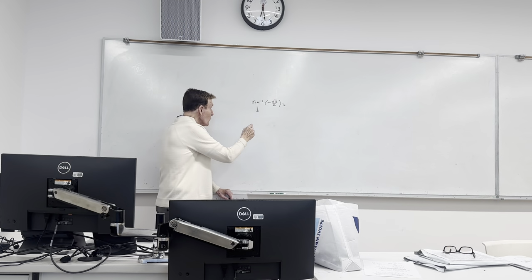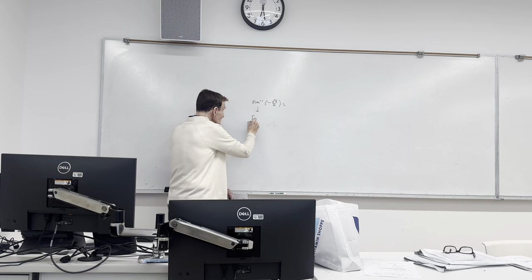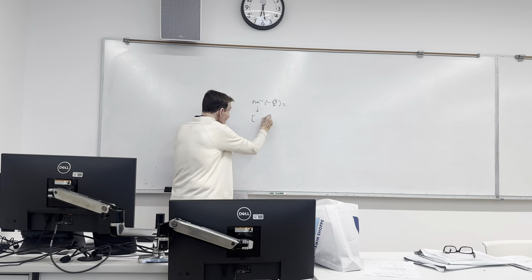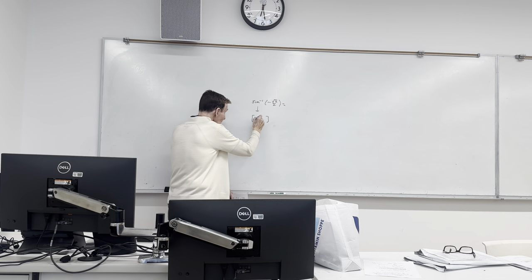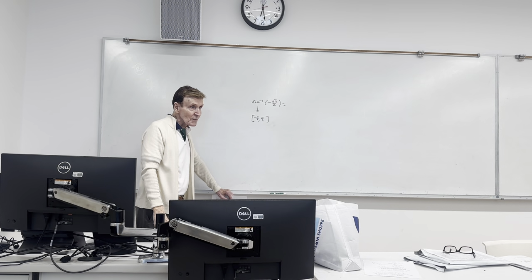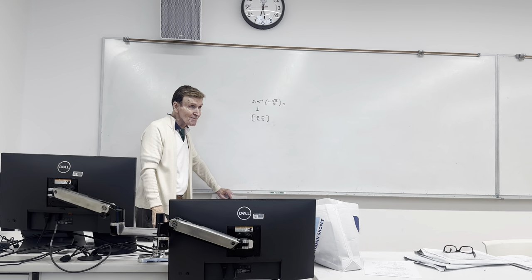Does anyone recall where I must look for the answer? Between negative pi over 2 and pi over 2. I think it's bracket, negative pi over 2 up to pi over 2. I think that was the restriction for inverse sine.